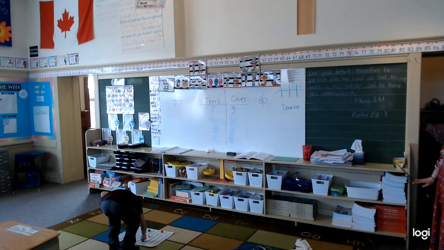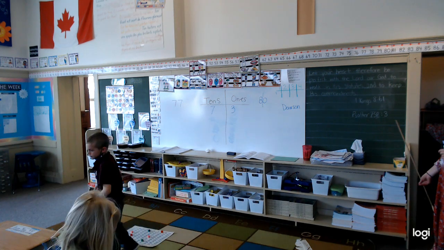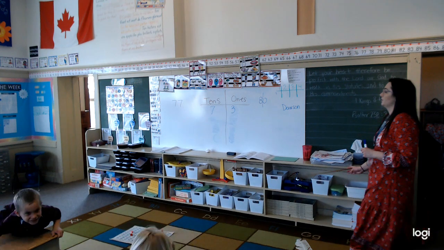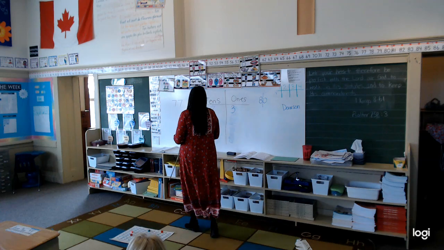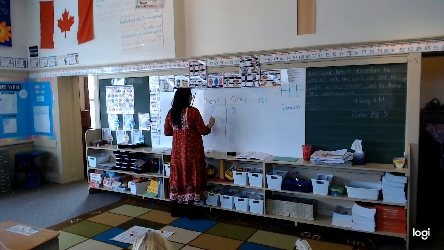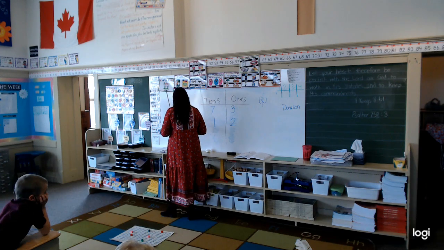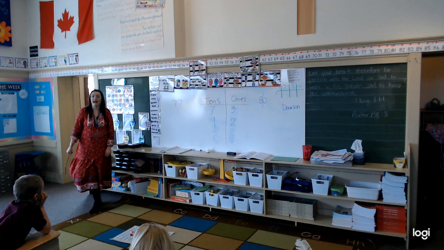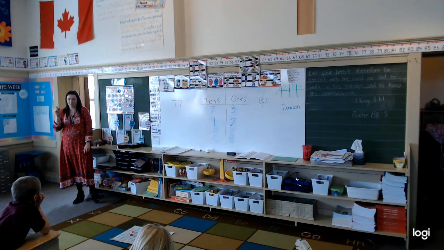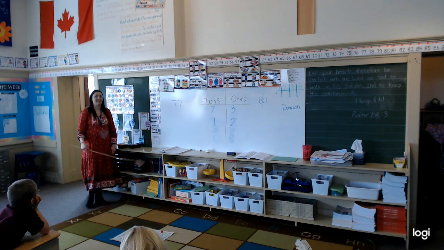All right. My next number has one group of 10 and 2 ones. 1, 2. What number is that? Sebastian. 21? No, 12. 12. Good catch. Come on up, my friend.